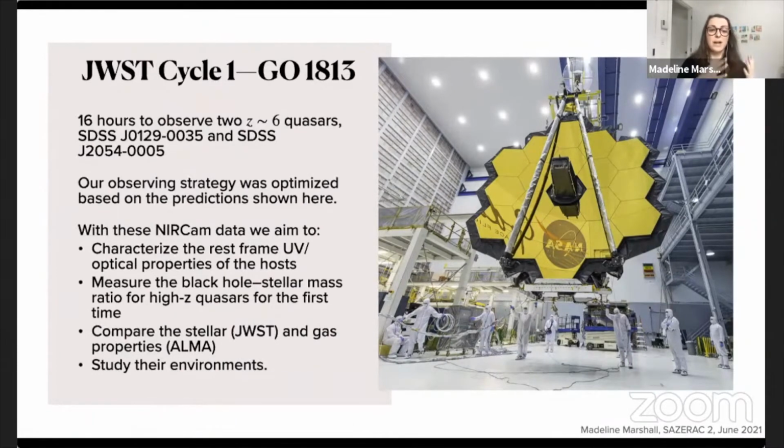So we hope to characterize the rest frame UV and optical properties of these hosts for the first time, measure the black hole to stellar mass ratio for high-redshift quasars in the early universe, compare the stellar properties from JWST to the gas properties that have been measured with ALMA, and also study their environments. So this is going to be very exciting, and we're hoping that it will actually show us these host galaxies for the first time.